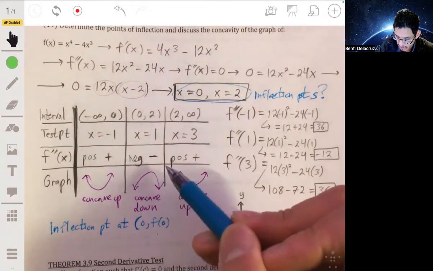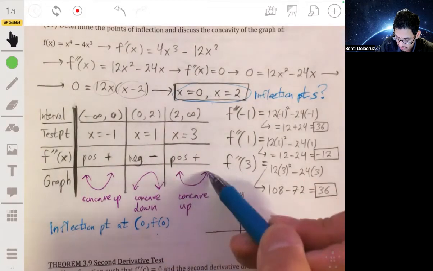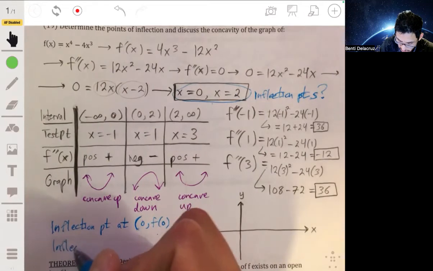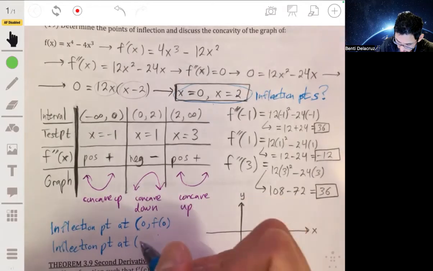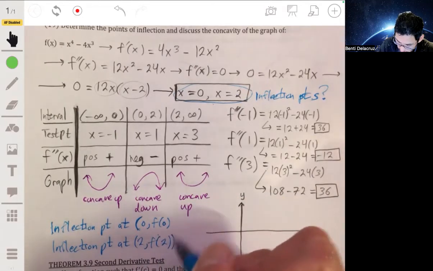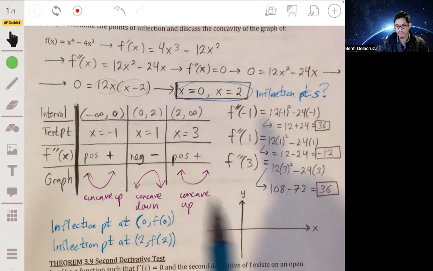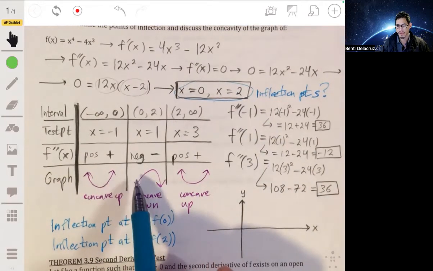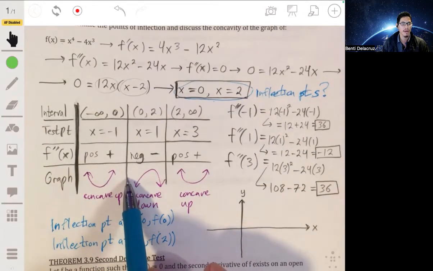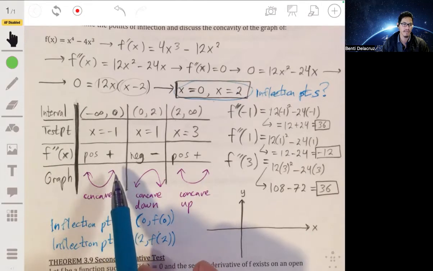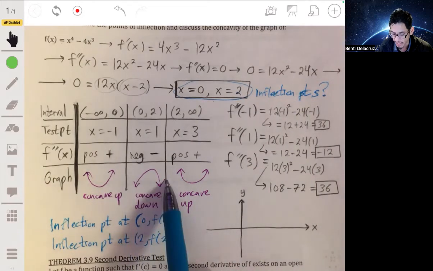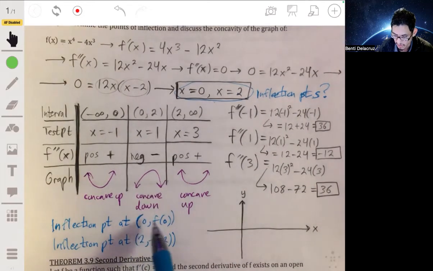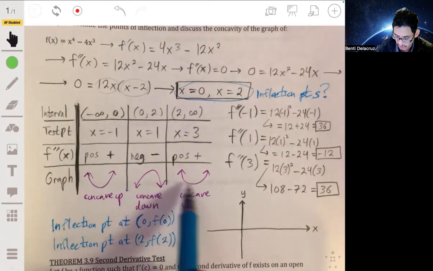Then we look at what's going on around x equals 2. Before 2 it's negative, after 2 it's positive, concave up. So there's also an inflection point at 2, f of 2. If it was concave up on both sides, this wouldn't be an inflection point because it's not changing concavity. But since it changes concavity at these 2 points, they qualify as inflection points. So there are 2 inflection points. It's concave up, concave down, concave up.